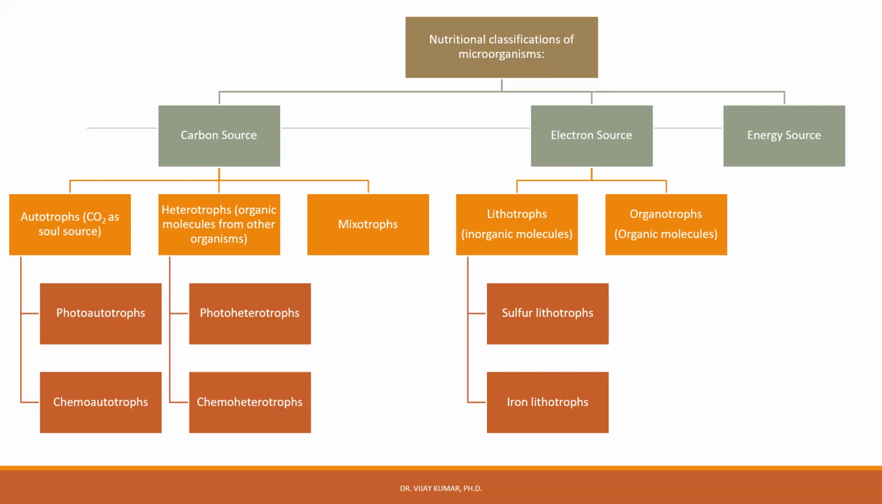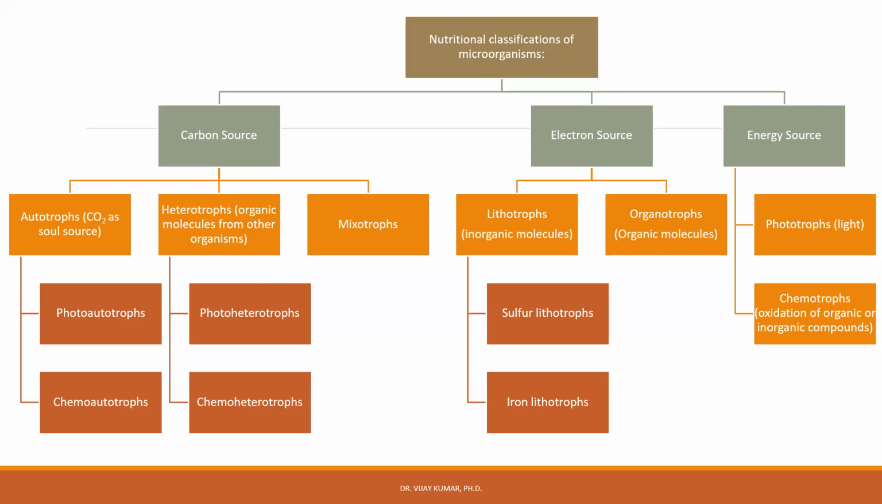And the third one is the energy source. So from where are they getting the energy for the function? If they are getting energy from light, obviously they are the phototrophs. Otherwise, some organisms which are unable to process light, or which are growing in the dark sea, or in dark places, are the chemotrophs, where they oxidize organic molecules or inorganic molecules, both, for the energy source.